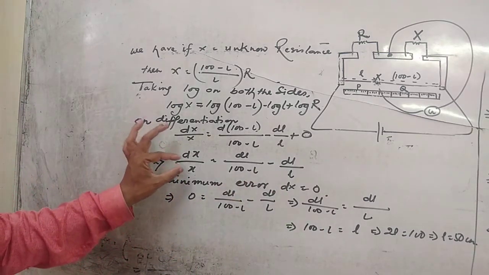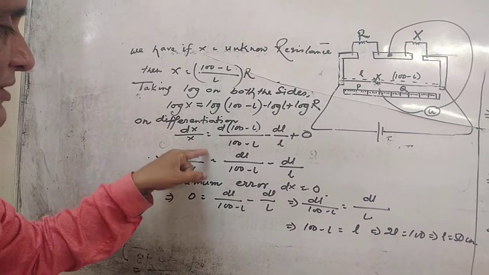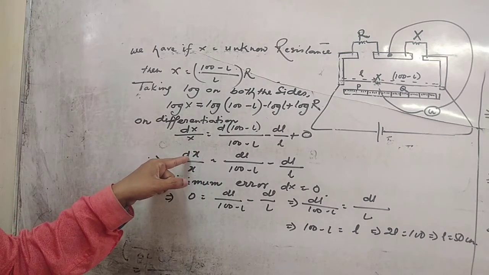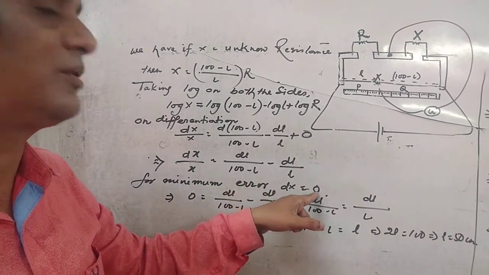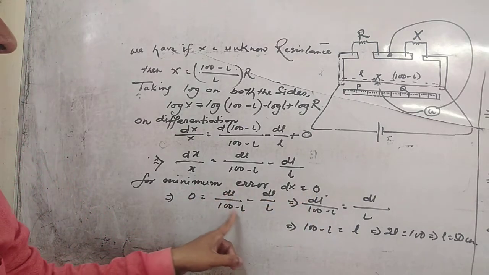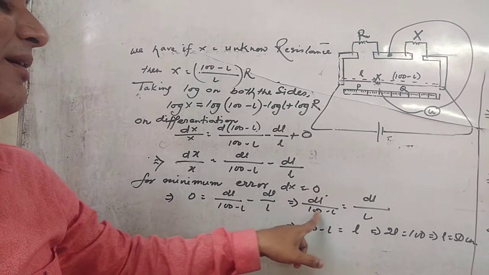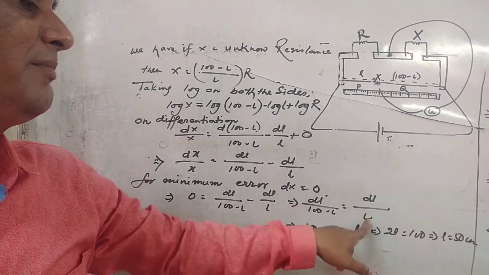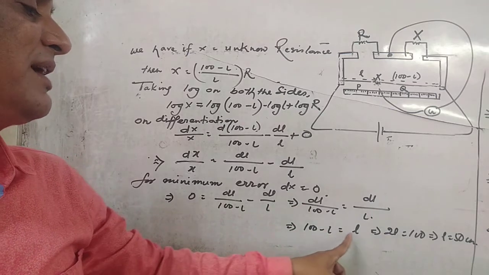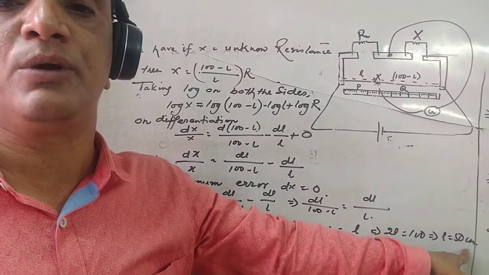And if the exact value is X, what is the error? Error is dx. If the error is minimum, that will be dx equal to 0. If dx is 0, then 0 is equal to dl by 100 minus L minus dl by L. So we get dl by 100 minus L equal to dl by L. So 100 minus L equals L. It implies twice L is equal to 100. Implies L equal to 50 centimeters.